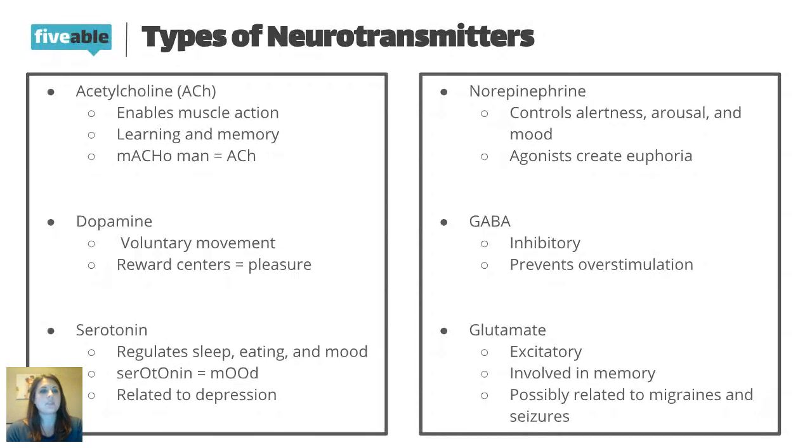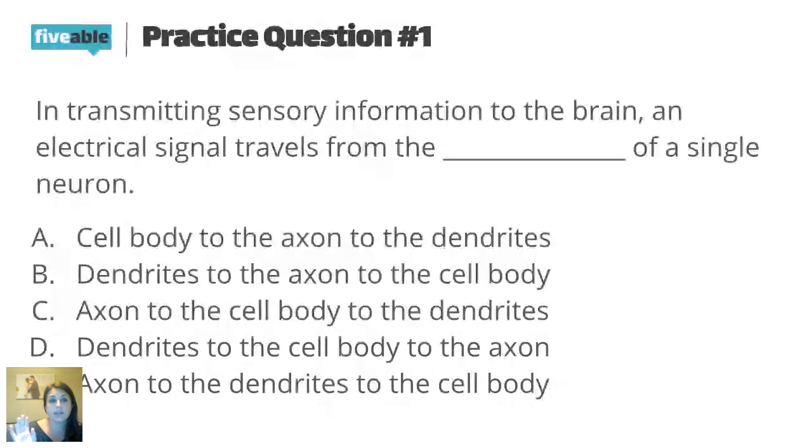So, all right, specifically now, practice question number 1. Like I said, you guys can go into the poll right now and select your answer. I'll give you 30 seconds to answer it. In transmitting sensory information to the brain, an electrical signal travels from the blank of a single neuron. So this is asking you to identify how the information moves down the neuron. So go into the poll right now and select your choice if it's A, B, C, D, or E.